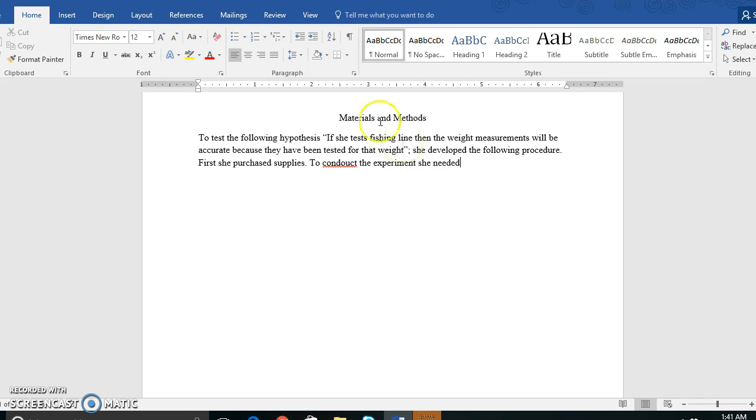She needed 3 fishing lines, 3 metric weights. Now this is the key here. Because this is a science experiment, all of your measurements should be done in metrics. So don't tell me I needed 3 5-pound weights. You have to tell me how many kilograms that 5 pounds is, because it has to be in metrics. And a stopwatch. We'll just put that on there.